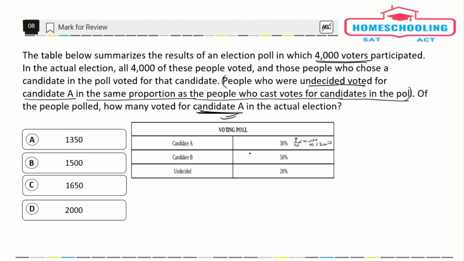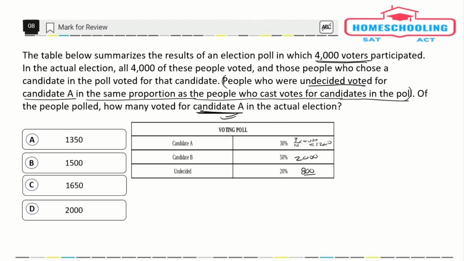And 50%. So half, for candidate B, they received how much? 50%. So 50% of 4,000 is 2,000 votes. And undecided are 20%. So for 4,000, 10% would be how much? 400. Then 20% would be 800. So candidate A has received 1,200 votes. Candidate B has received 2,000 votes, and undecided voters are how much? 800.